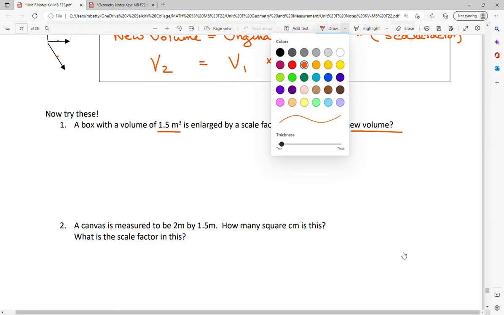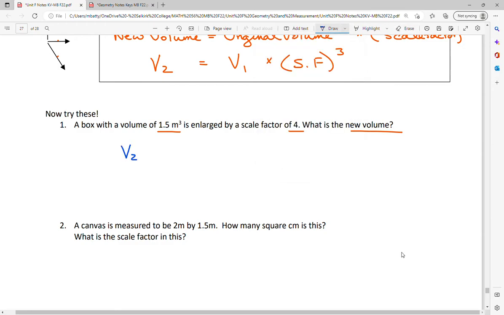So in this one, I would say my V2 is equal to my 1.5 times my scale factor cubed. I can use my calculator. Remember that y to the x, what this actually means is 4 times 4 times 4, right? So my calculator allows me to say that this is 96 meters cubed. My original volume was in meters cubed, so my final volume will be in meters cubed.